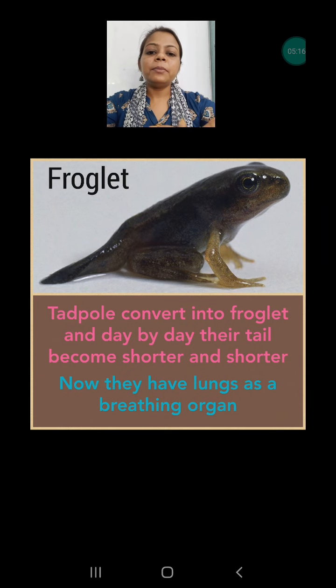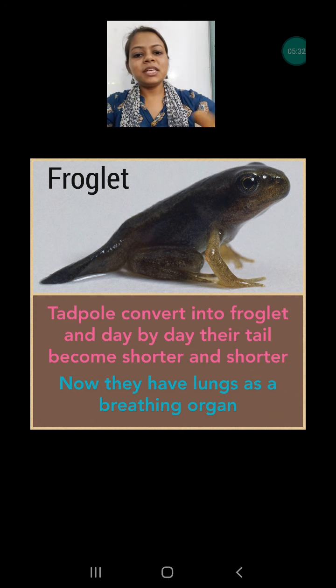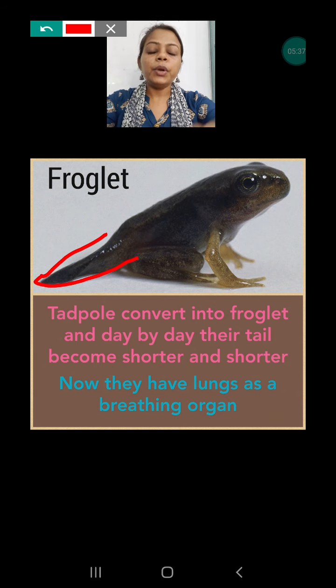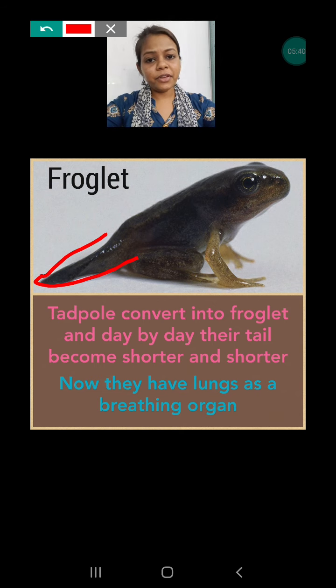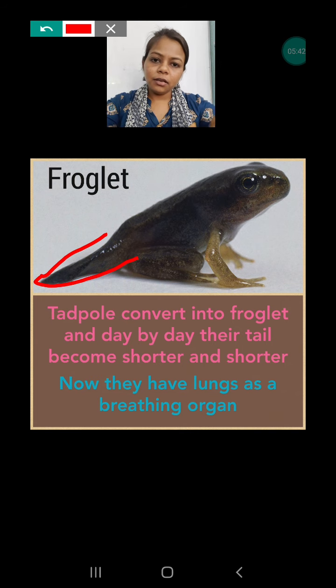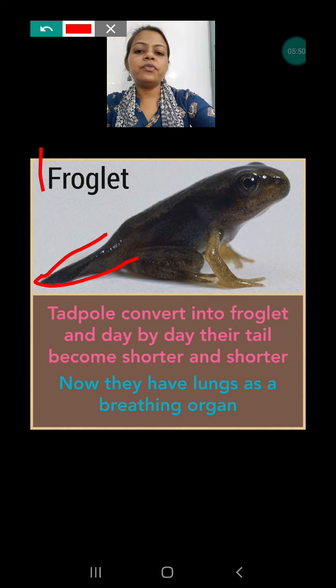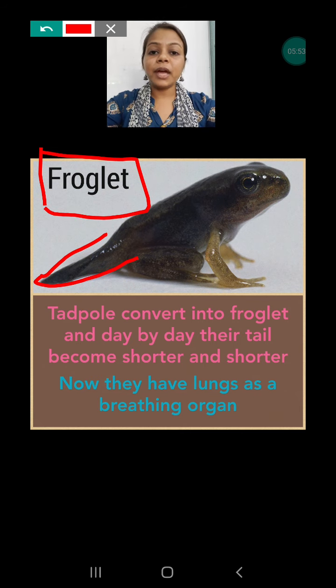After some time, these tadpoles convert themselves into froglets. Froglets are small frogs, and this time they can survive on the land. As you can see, they are ready to jump on the land, but the growth is still going on. When they are tadpoles, they have a very long tail, but as they grow, their tail becomes shorter and shorter day by day. So this stage of the life cycle of the frog is known as froglet.